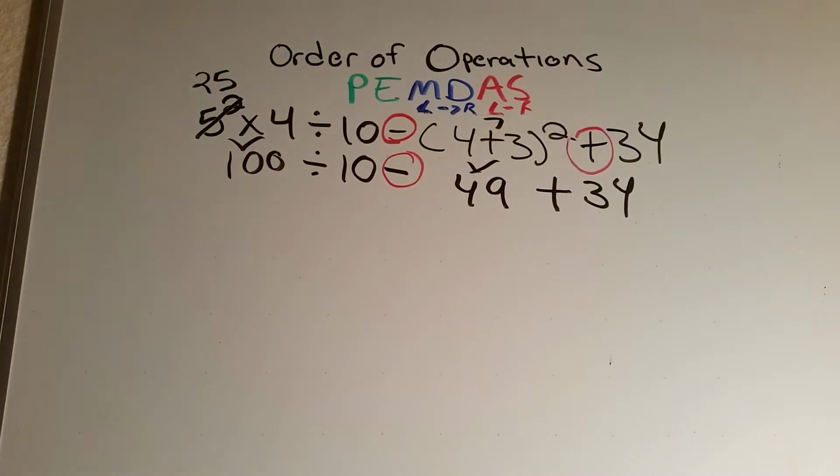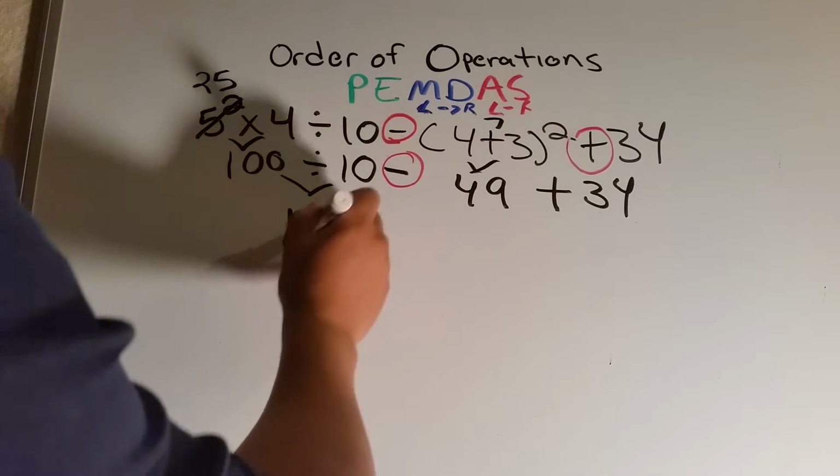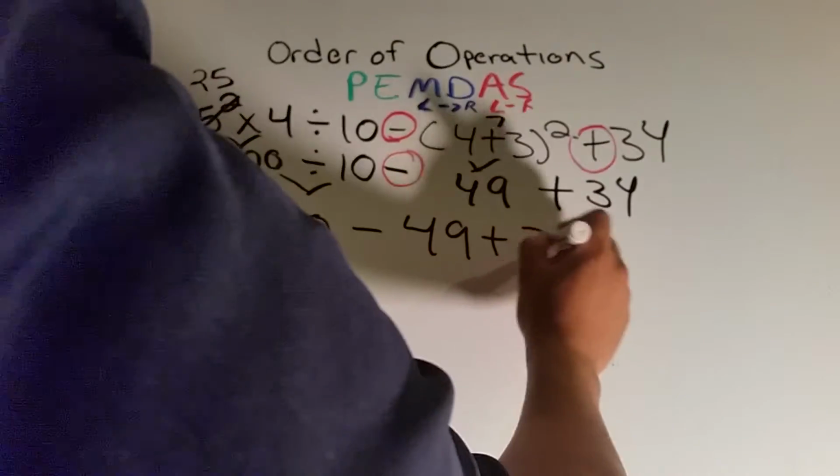Now, we've got one more step to go, and then I'm going to show you how doing your addition and subtraction wrong can lead to a totally different answer. So we have 100 divided by 10, which is going to give us a 10, minus 49 plus 34.